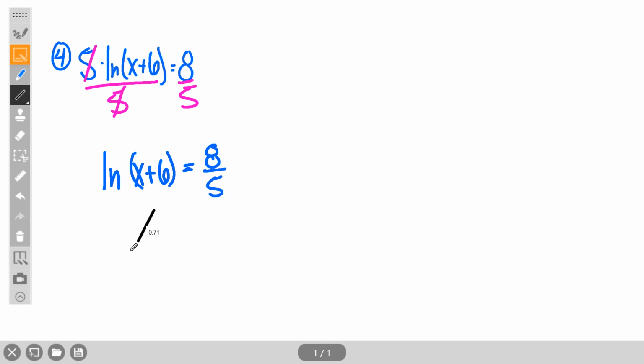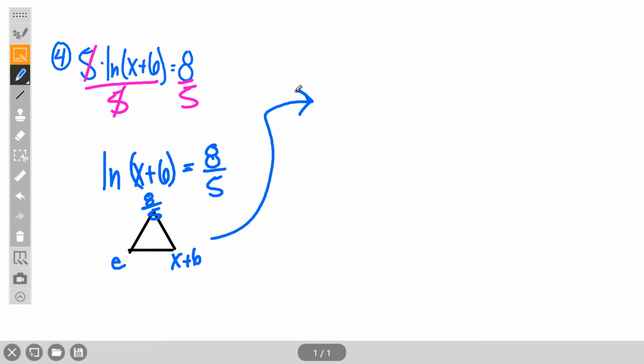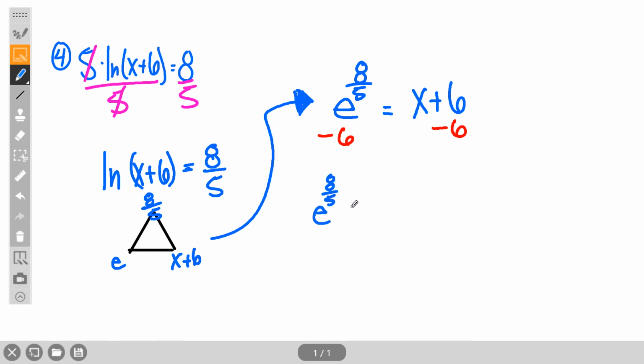Now I will turn this into an exponential. So it's base e of x plus 6, 8 over 5. As an exponential, this is e to the 8 over 5 power equals x plus 6. And I can very easily solve this for x by subtracting 6. So I have e to the 8/5 power minus 6 equals x.